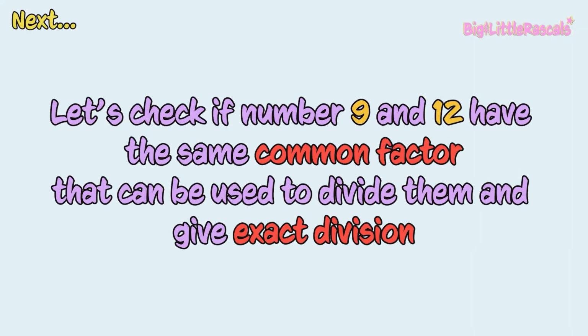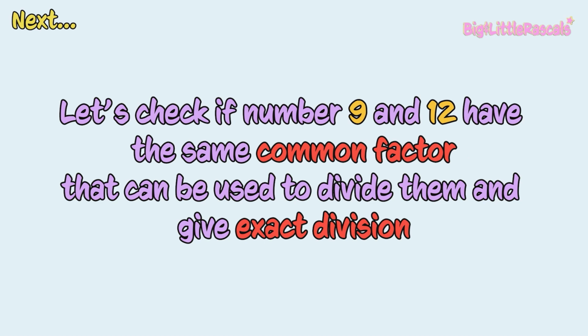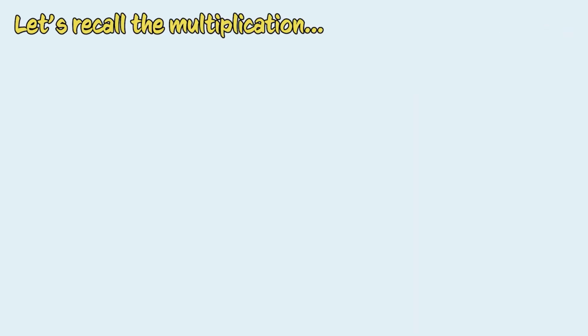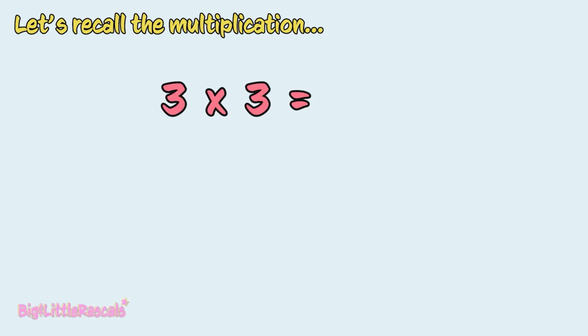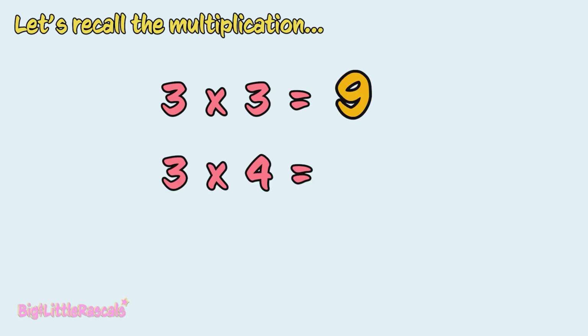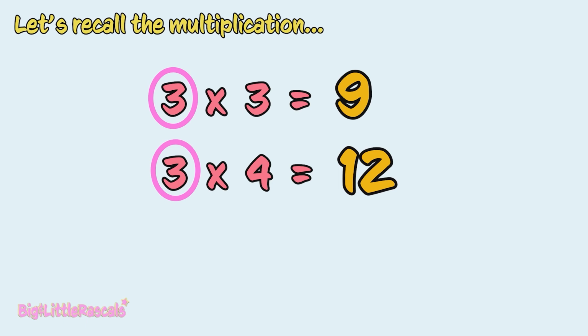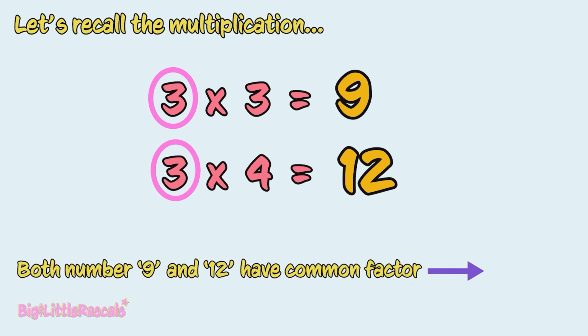Then, let's check if the numbers 9 and 12 have the same common factor that can be used to divide them and give us an exact division as a result. Let's recall our memory about multiplication. We know that 3 times 3 equals 9, and 3 times 4 equals 12. From the above multiplication, we see that 9 and 12 both have the same common factor, number 3. So they both are actually divisible by 3.